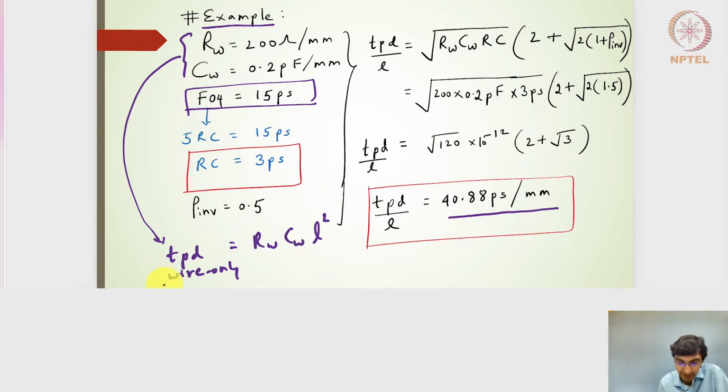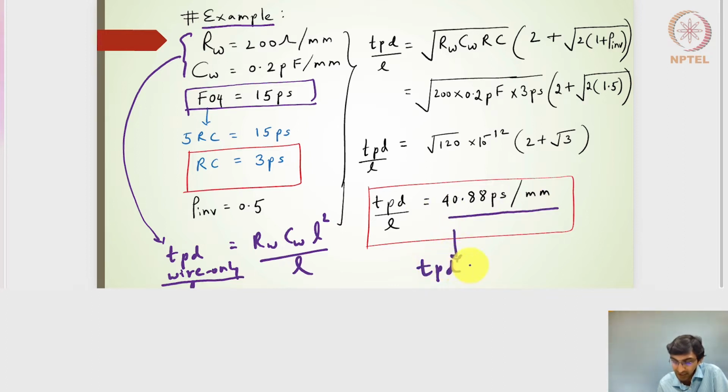So that will be the TPD, and then if I divide by L, so that I can compare with this, then I'll have to divide by L. If L is actually 1 mm, then TPD for 1 mm for a wire with repeaters, right? This is an expression for achieving the delay with the repeaters. It turns out to be 40.88 picoseconds.